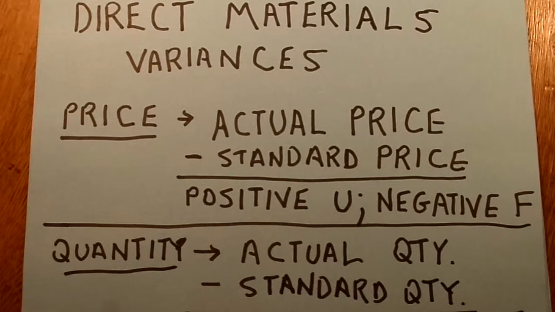Quantity variances are going to have us look at actual quantity and standard quantity. And we're going to subtract the standard from the actual. If that turns out positive, we're going to say it's unfavorable and that there are too many items used. If it's negative, we're going to say it's favorable and we had efficient usage of the items.